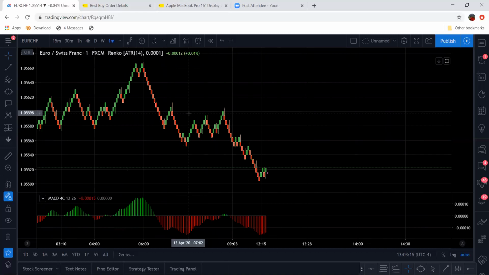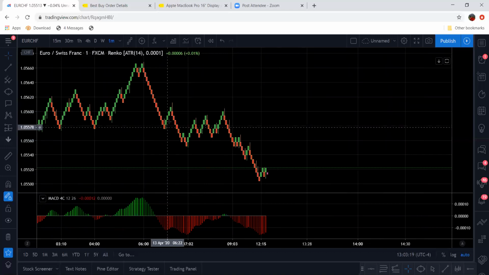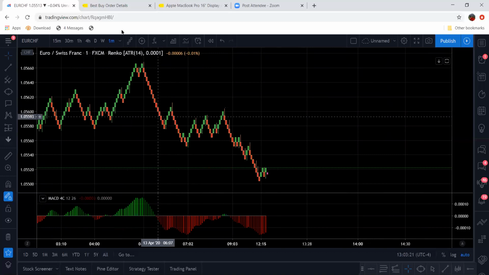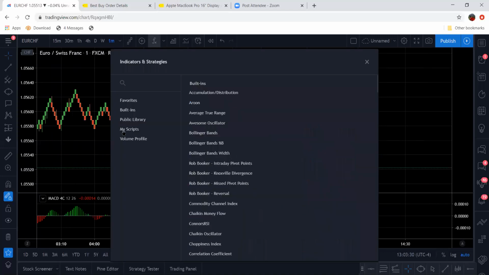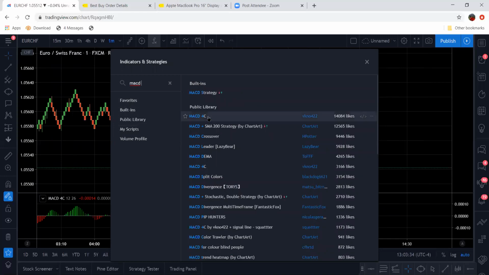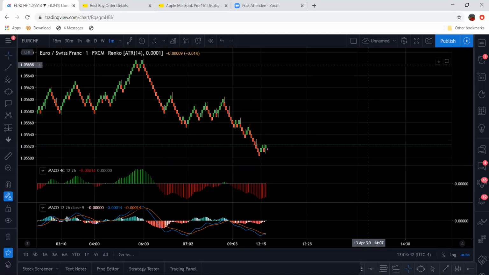So how can you effectively trade with Renkos? I'm going to give you a couple pointers. Now, as you can see here, I have the MACD indicator. All you have to do is go on your TradingView, click on indicators, and just type in MACD. MACD 4C, if you want. First off, the original MACD indicator is this.